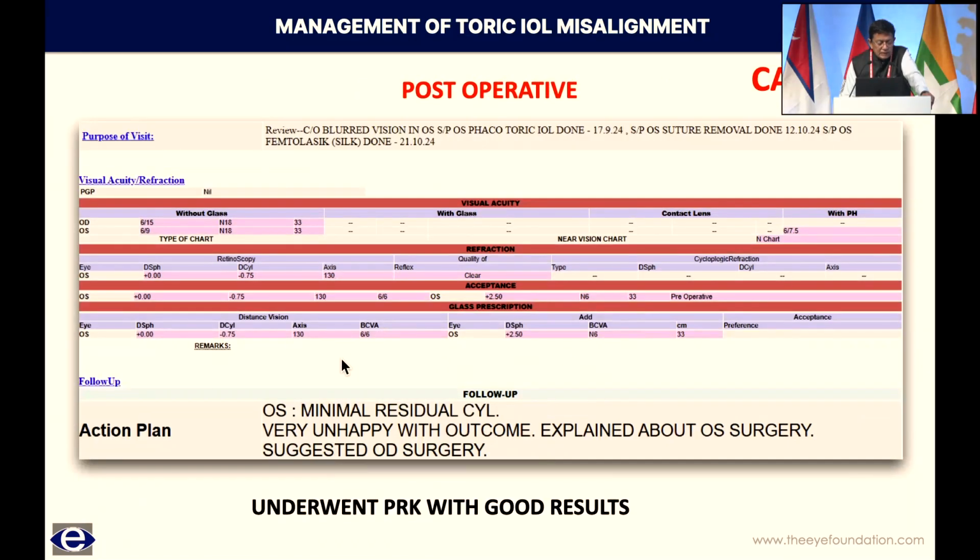And in this particular case, even though the residual cylinder was just about minus 0.75 at 130 degrees, the patient was extremely unhappy because she had just about a 6/15 uncorrected visual acuity. And then we suggested that we could do the right eye surgery and then take up the left eye for rotation if she was not so comfortable. But then she insisted on the left eye being taken care of. As I said, it's simple astigmatism. We went ahead and did a PRK for this particular patient, and it worked out very well.